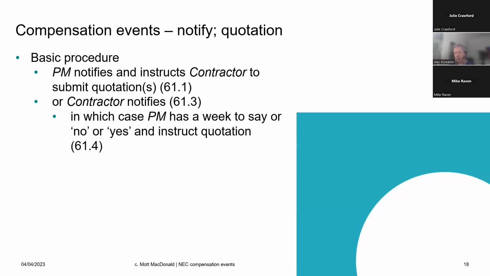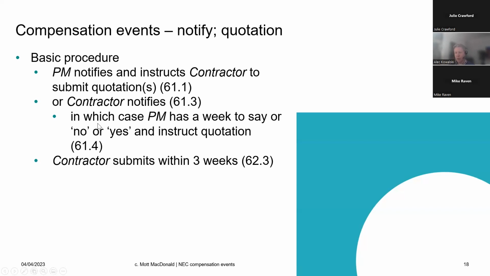All compensation events have the possibility of affecting both time and money. Other forms of contract can have time-only events. Not so in the NEC. All compensation events are assessed for their impact on both time and money. So you might have some nil cost events. Again, it doesn't matter. At this stage, you're just making a yes-no decision. Is it or is it not? The value or the effects don't come into it yet.